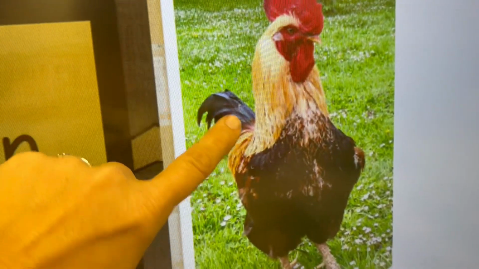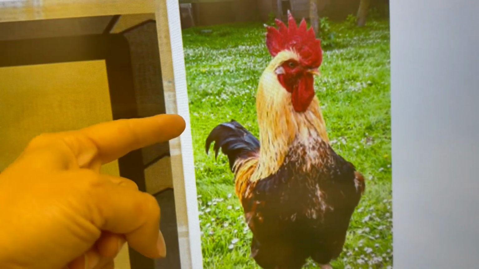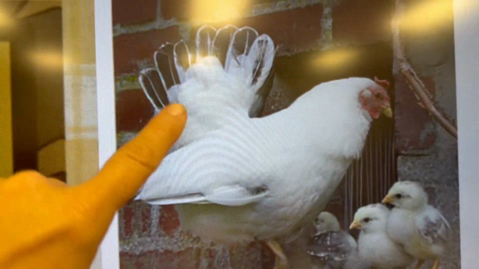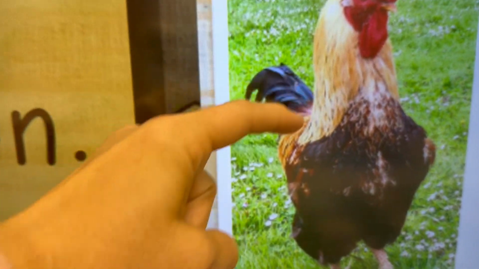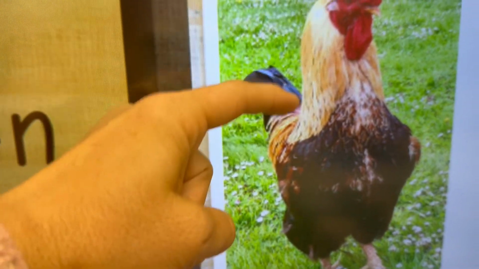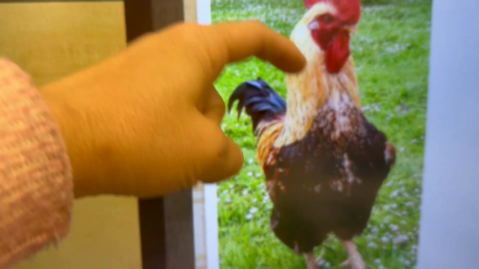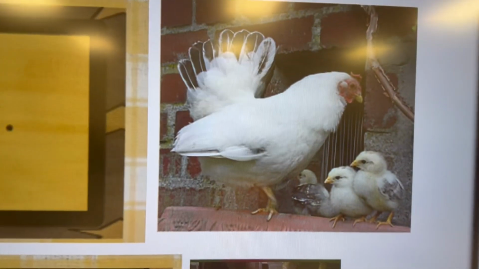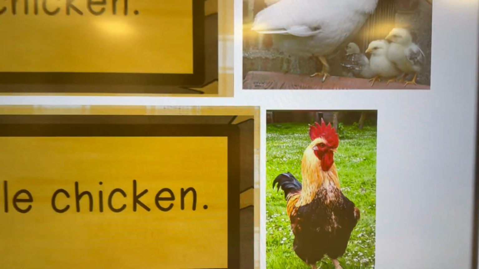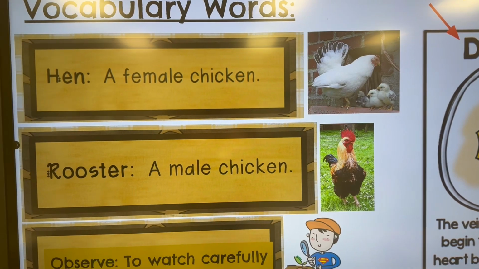He also has tail feathers that come up and over in the back. That's different than the feathers on a hen. And then coming down right in front of those tail feathers, see how those feathers come down almost like a saddle on the back of a horse? Those are called saddle feathers. A rooster has those and a hen does not. So those are a couple of ways you can tell the difference between a female and a male chicken.